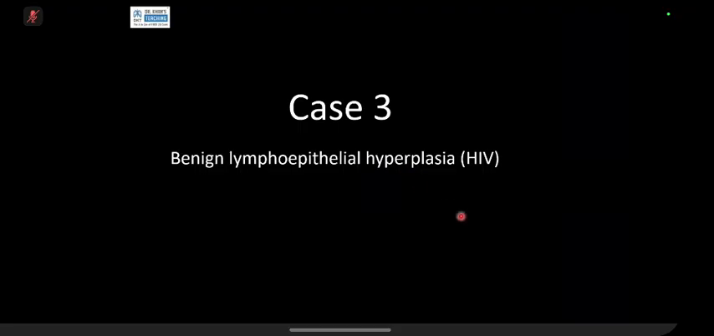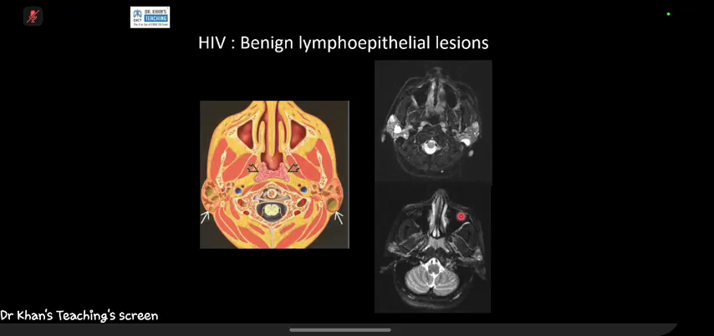So the first case is benign lymphoepithelial hyperplasia of HIV. In benign lymphoepithelial hyperplasia of HIV, what you see is that you will see cysts in the parotid gland. And with that, there can be sometimes, rarely, cysts in the submandibular gland also. In our case, the cysts were also present in the submandibular gland.